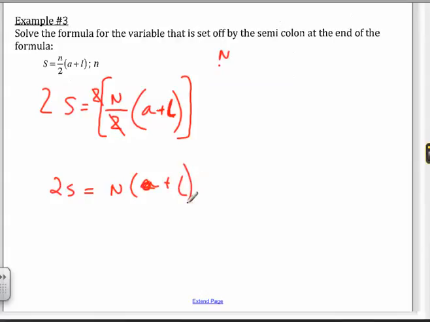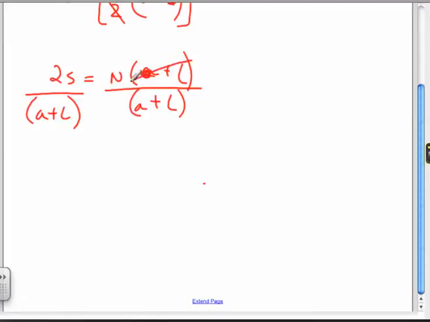Now, how do I get rid of the a plus L that's in parentheses there, Troy? Divide this side by a plus L and divide this side by a plus L. So now this just cancels and I'm left with n. And on this side I have 2s over a plus L. Now I've got n by itself. All right? Devin, yeah.